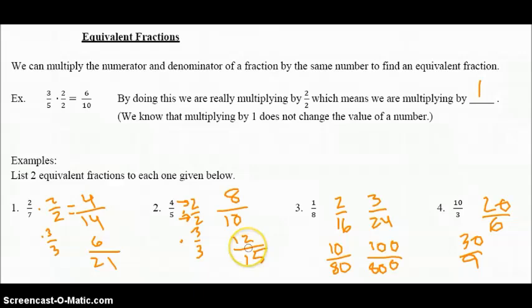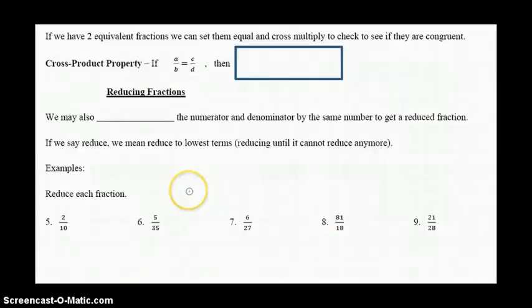Pattern continues. The next idea I'd like us to discuss is let's work backwards. Let's take an equivalent fraction, or what we think are equivalent fractions, and use our skills to determine if they are. So the cross product property. You may have heard this before.